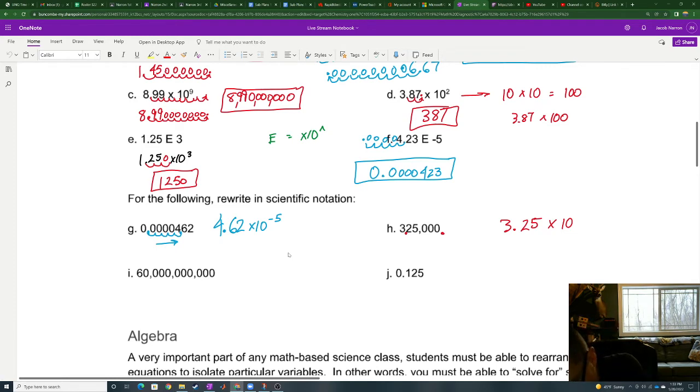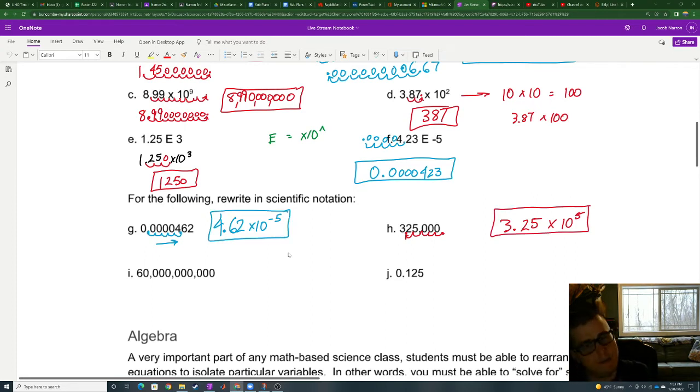We need to move the decimal 1, 2, 3, 4, 5 places. Except this time, it's a positive 5 in order to make this happen. It's positive because that's a big number. There we go. We did a big number. We also did a small number.